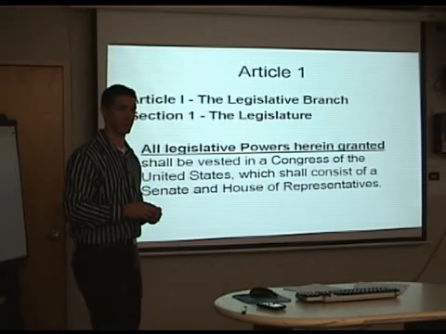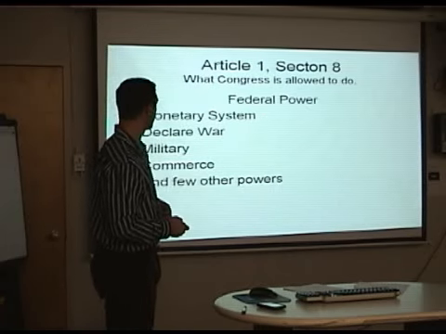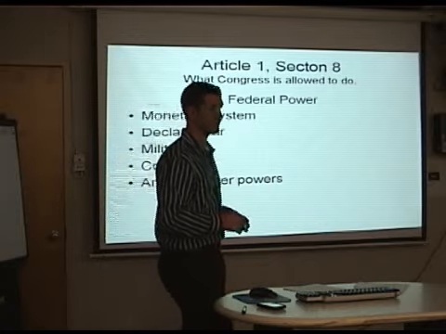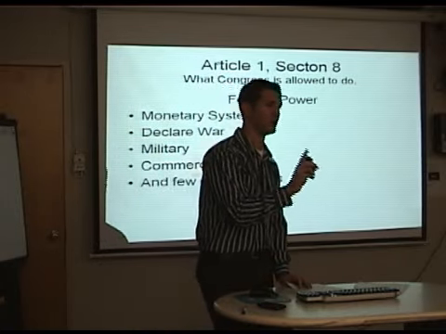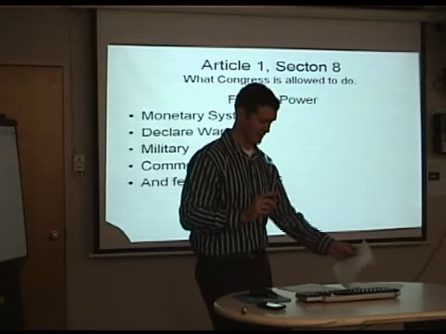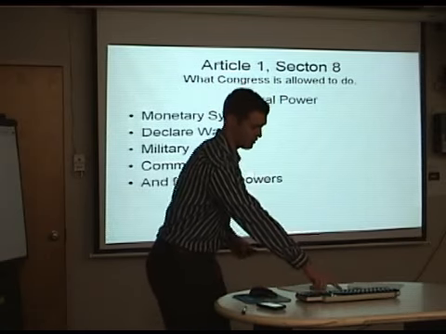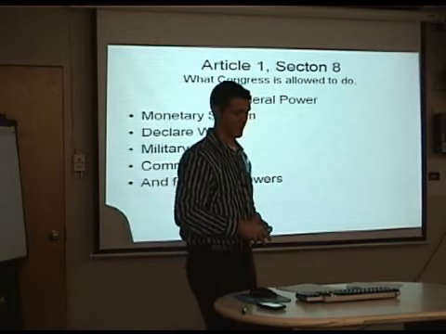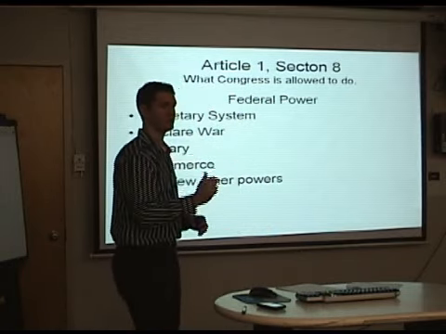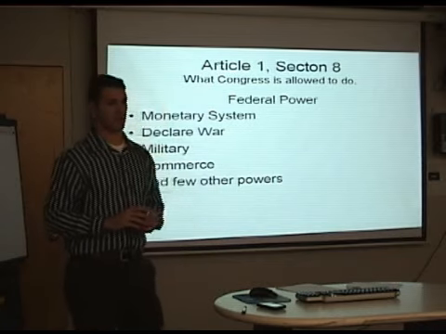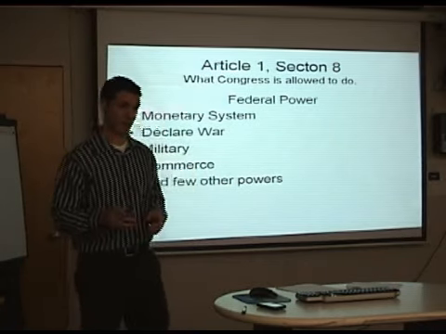Article 1, Section 8. This tells you every single thing that Congress is allowed to do, and I want you to put a number by every line that you see. I separated this on purpose. It's all on one page, and you can just put the Congress shall have the power to borrow money, regulate commerce. Just put a 1, 2, 3, 4, all the way down, and you'll see that Congress is allowed to do very few things, but they're very important things.